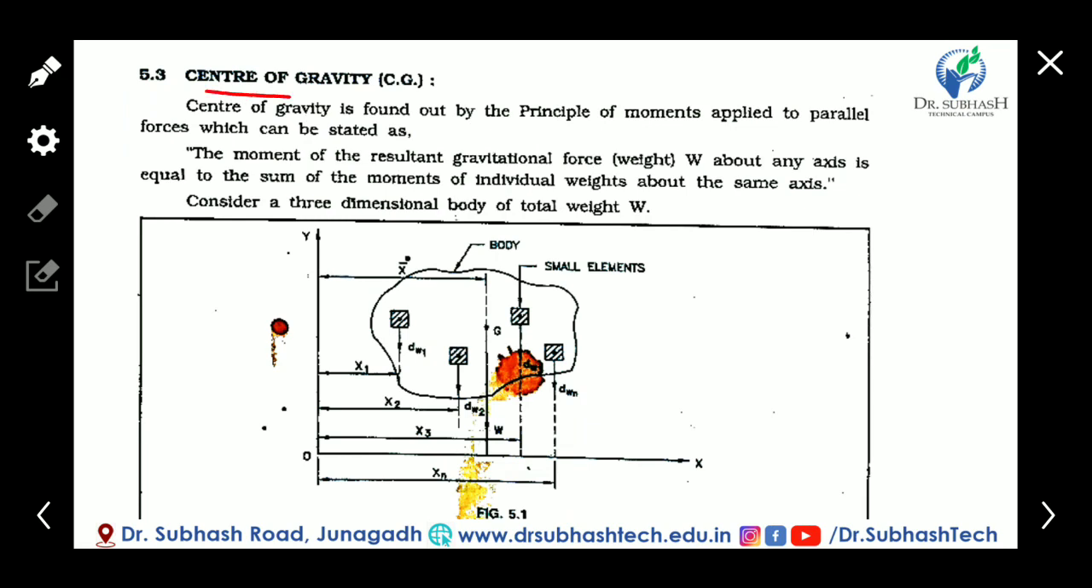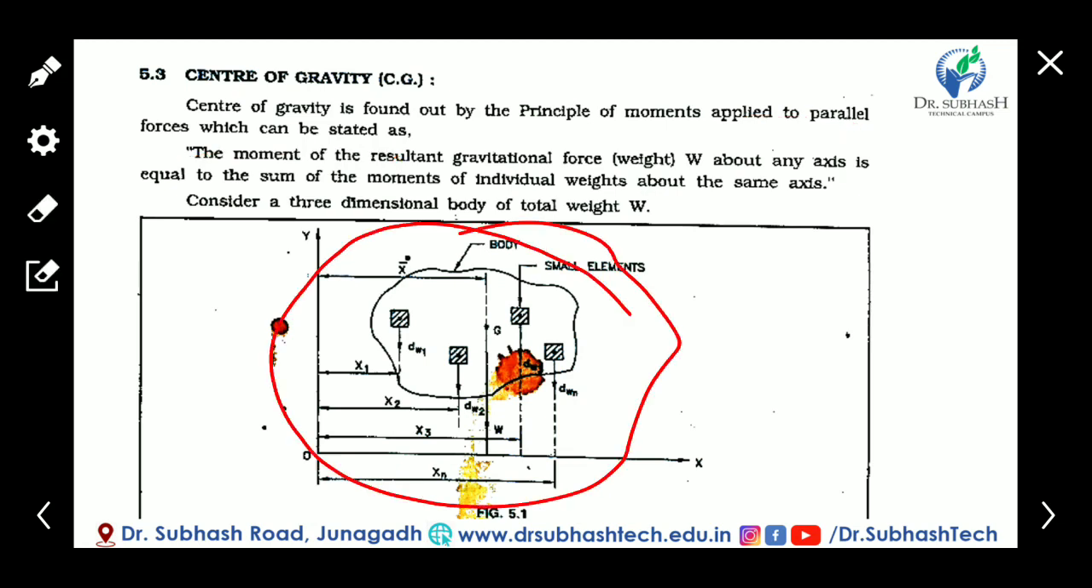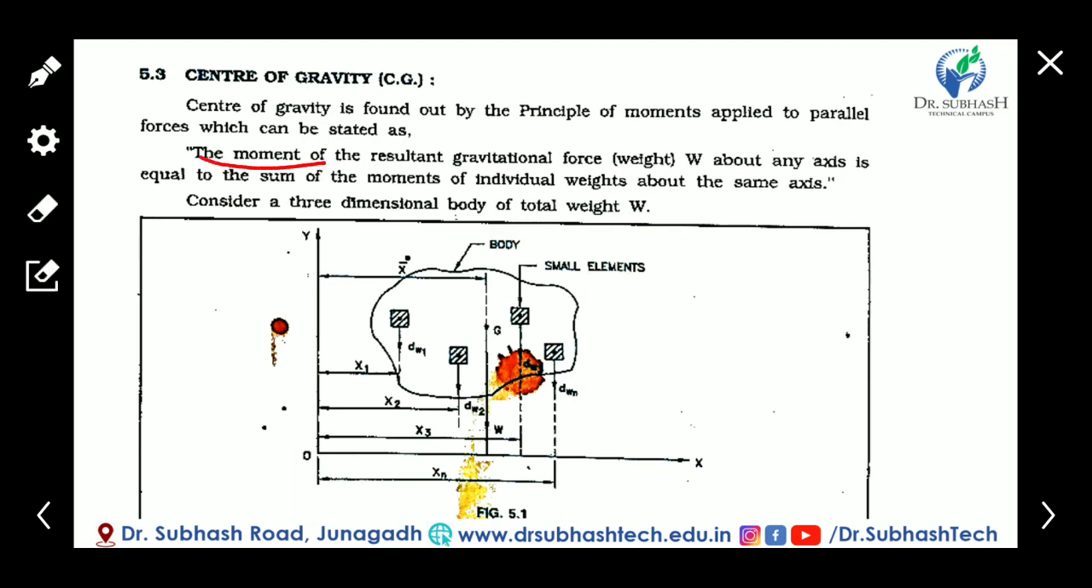Now see the center of gravity. How to calculate the center of gravity? The center of gravity is found out by the principle of moment applied to parallel forces, which can be stated as shown in the figure. The moment of the resultant gravitational force W about any axis is equal to the sum of the moments of the individual weights about the same axis.